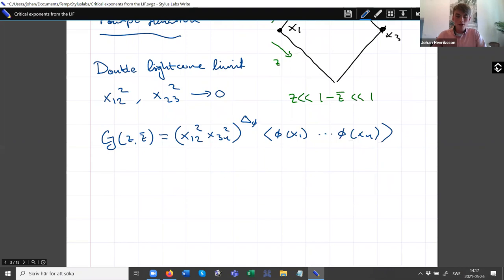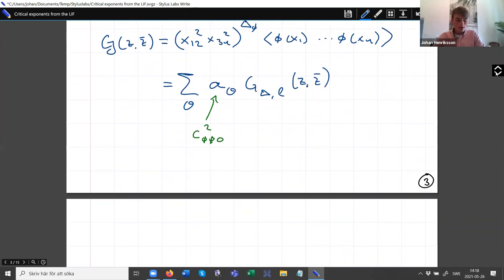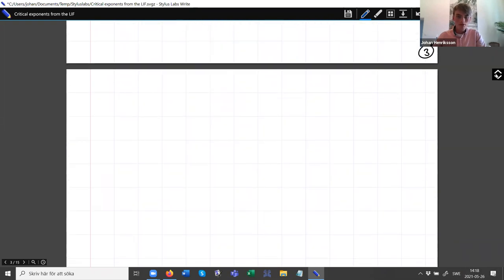So the four-point function has an expansion in terms of conformal blocks. Here by A, I mean really the squared OPE coefficients with phi, times the conformal blocks G delta L of z, z bar. And we will need to know these conformal blocks in the small z limit. So let me scroll down a little bit. G delta L.